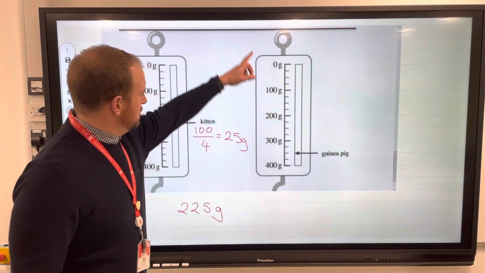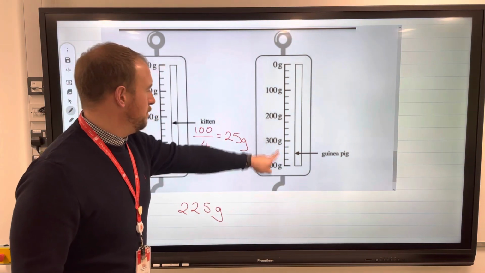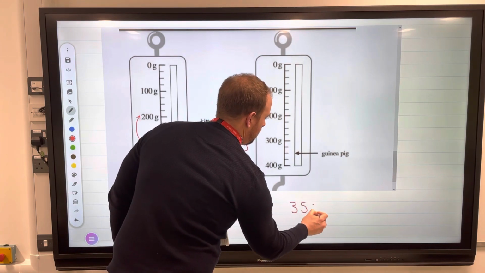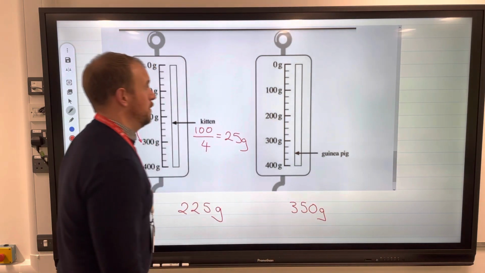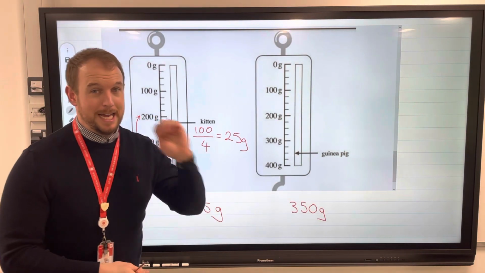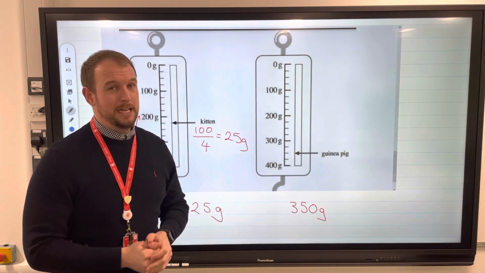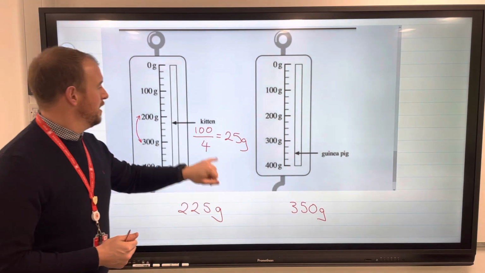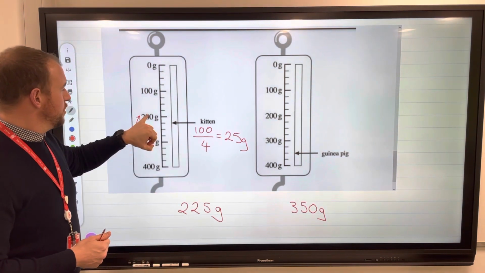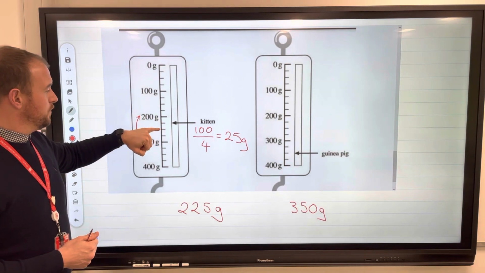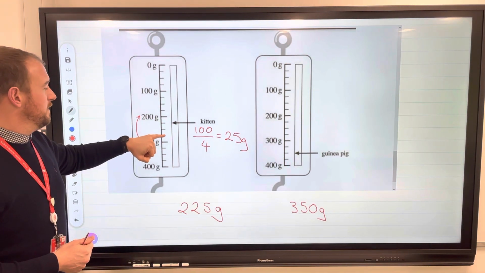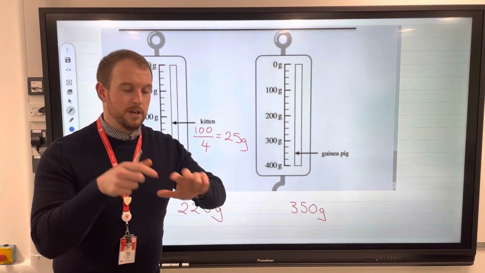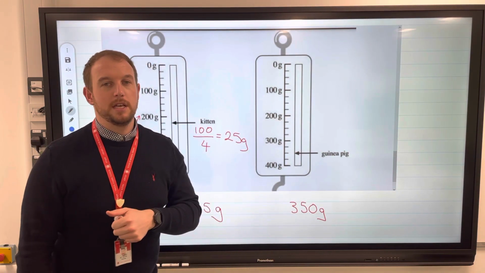Guinea pig then, well, this one's a little bit easier because it is halfway between 300 and 400 to make 350 grams. Well, I can't say any more. Count the gaps, not the little lines. Little division method always helps, but always check it. Okay, we know this is 25, 200, 225, 250, 275, and then 300. Okay, count gaps, division method, check. Everything has to be really easy. Hope it helps.